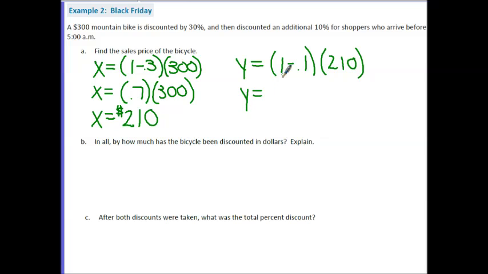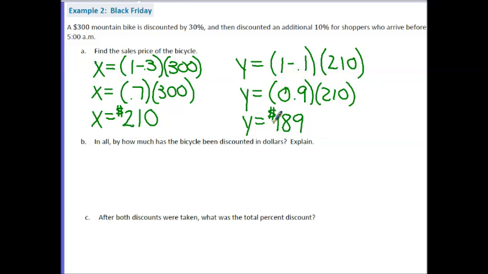So I'd simplify here, 100% minus 10% leaves us with 90%, which is 0.9. Multiply by 210. And that gives me a final sale price of $189. So we have two different sale prices here. If you arrive before 5 a.m., you're going to get a sale price of $189. And if you arrive after 5 a.m., you're going to get a sale price of $210.